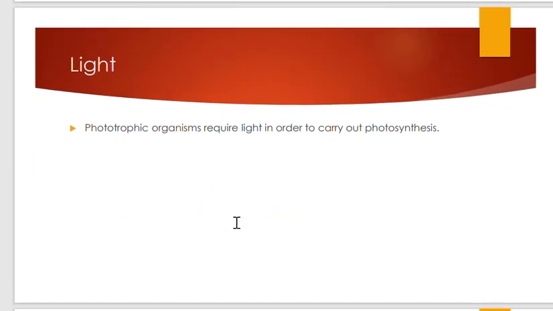And the last factor which affects microbial growth is light. So one category of microorganism that requires light is your phototrophic organisms. So phototrophic microorganisms require light in order to carry out photosynthesis. So again, those are the different factors which affect microbial growth.